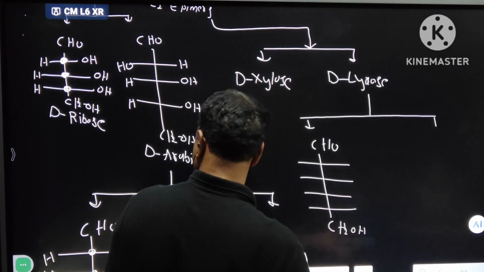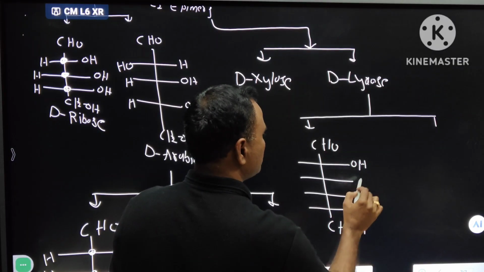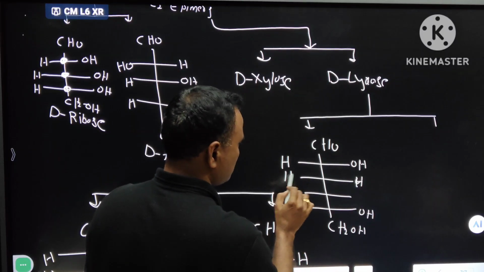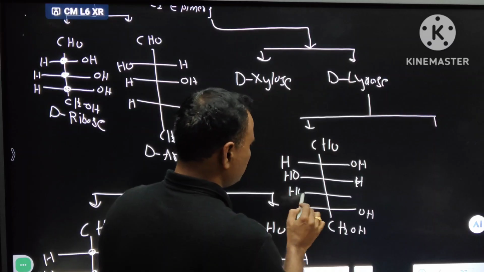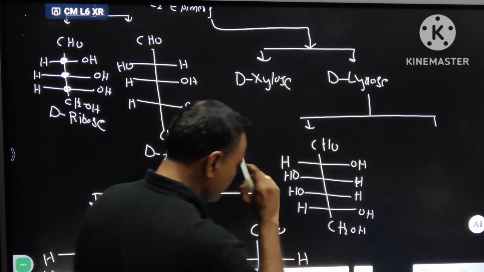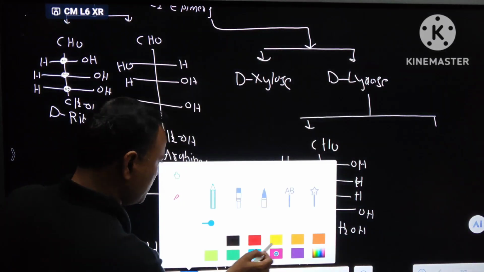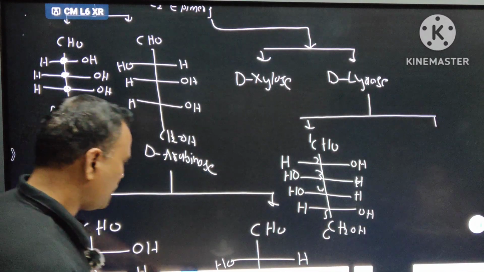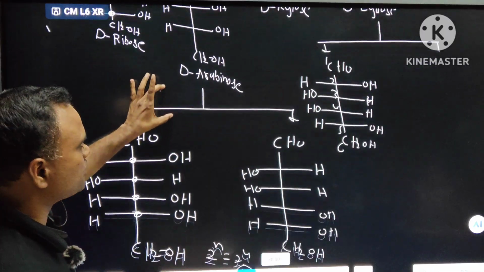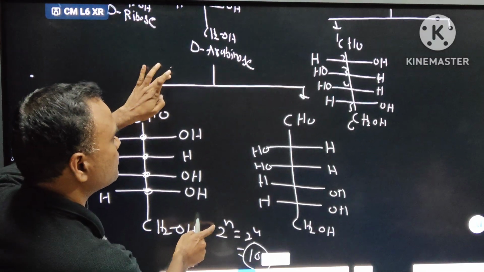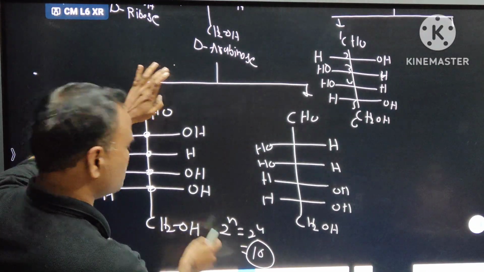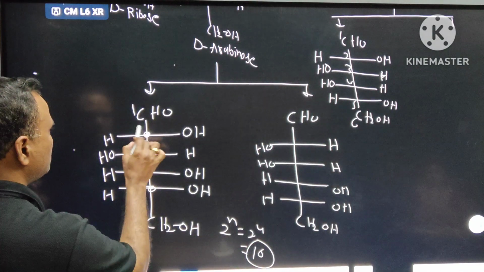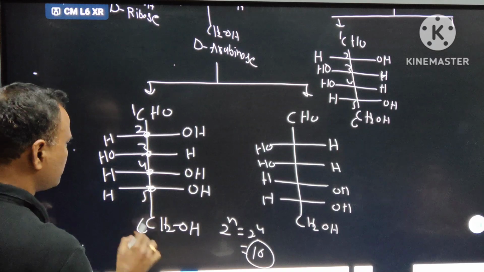Observe carefully. I'll ask you one question. Give the numbering for this: 1, 2, 3, 4, 5, 6. Observe these two, a very important comparison. Can you say it, online students? All of you. 1, 2, 3, 4, 5, 6.